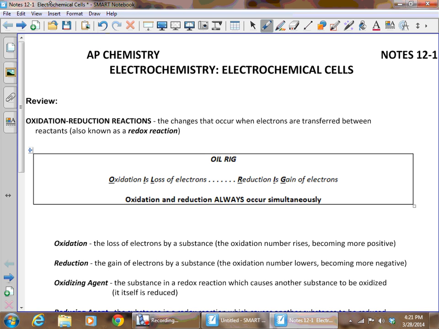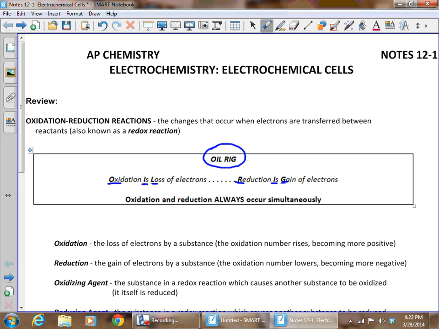Today we're going to be talking about electrochemical cells, but before we do that, let's talk about oxidation reduction reactions in general, because those are the type of reactions that are occurring in these cells. Remember, we call these redox reactions, and we remember the process going on in oxidation reduction reactions by the term OIL RIG. OIL RIG helps us remember that oxidation is loss of electrons, reduction is gain of electrons.